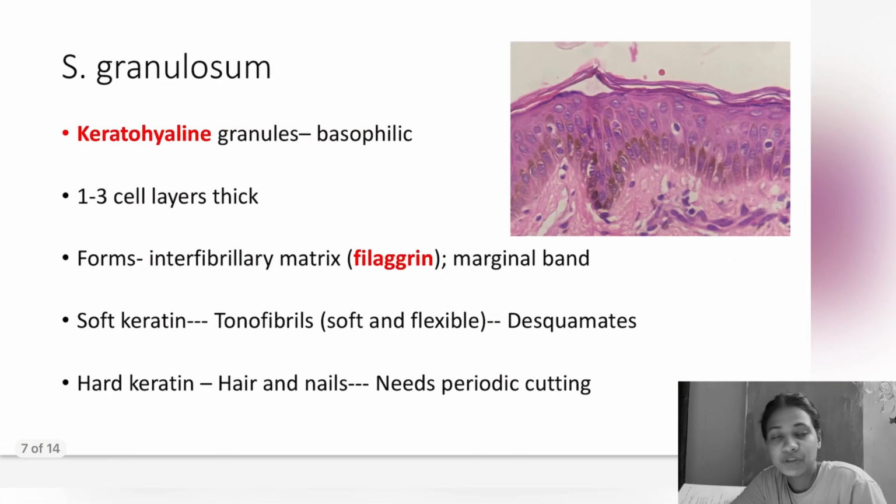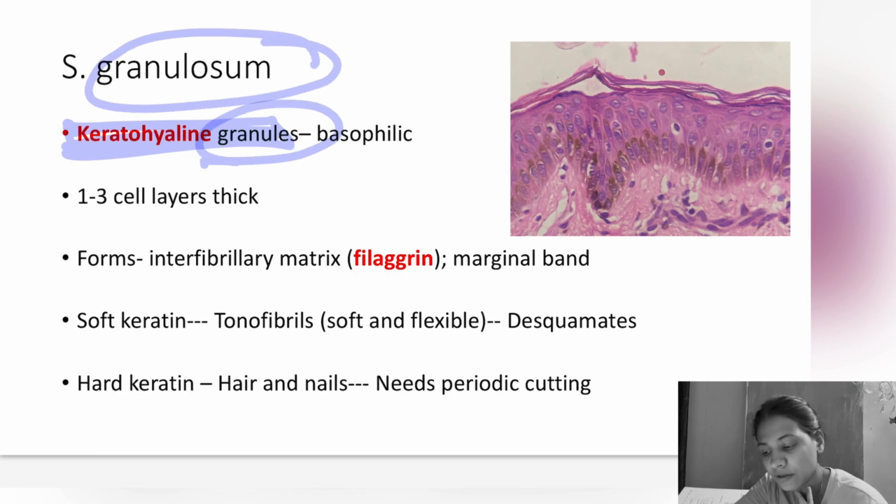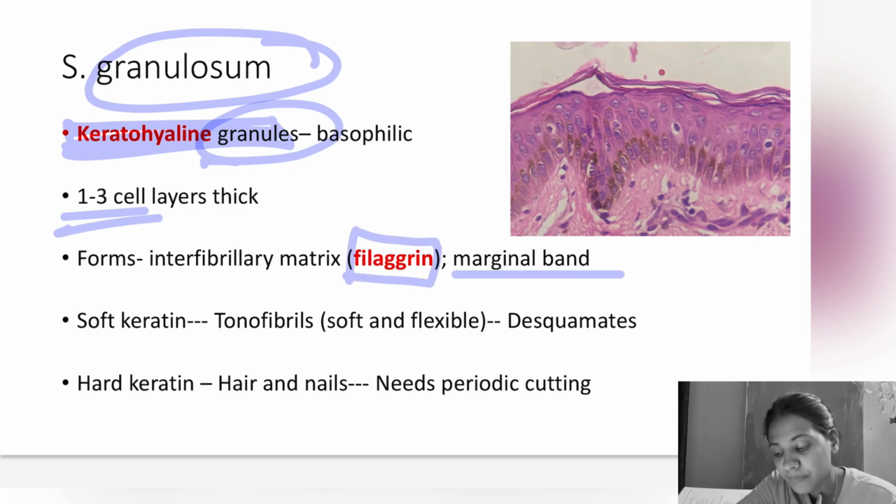Coming to the next one, which is the stratum granulosum. The most important MCQ that usually comes from here is that it has keratohyalin granules. Those granules give it the name granulosum, and it is usually 1 to 3 cells thick, and it forms filaggrin. It forms the interfibrillary matrix, filaggrin and marginal band.